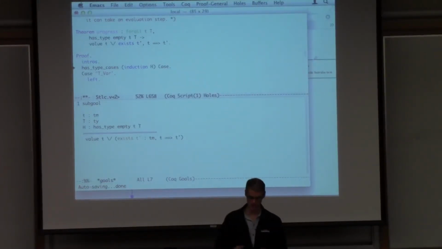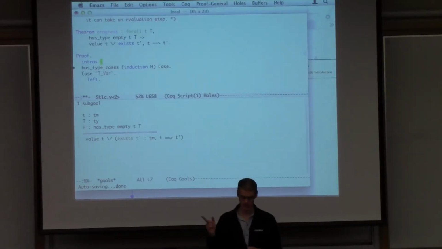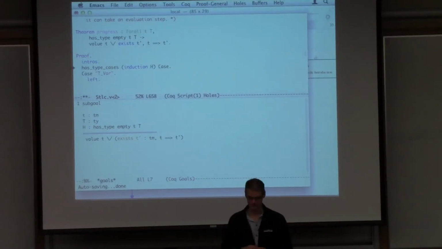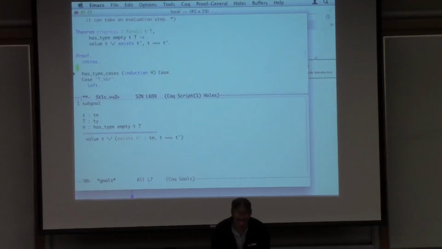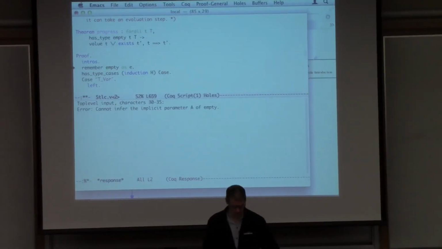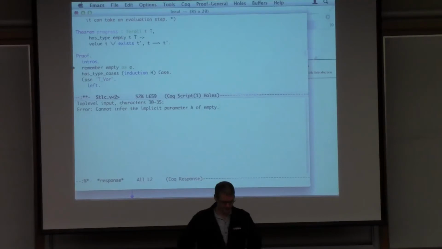How do we do that? Generalized dependent was a thought, but it's not quite the right thought. Remember empty as, let's just call it E. Oh, drat, that didn't quite work. Why can't it infer that implicit parameter?